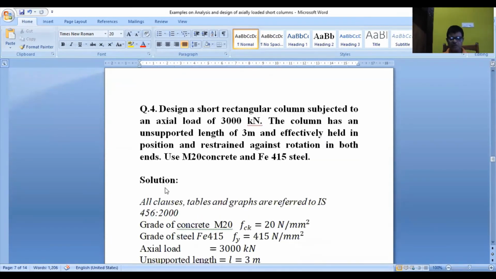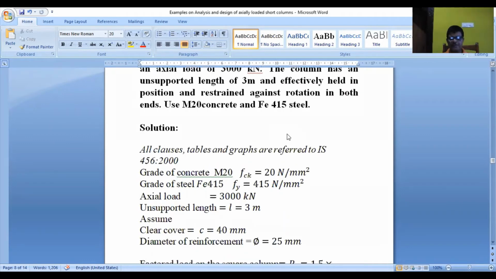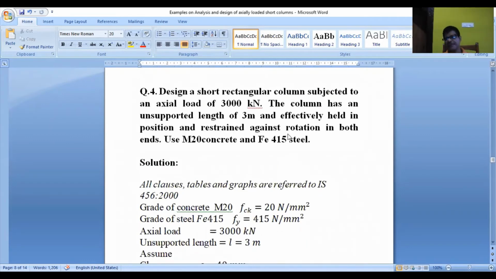Now similarly, let us go for a rectangular column. Now it is a rectangular column design is given, with unsupported length 3 meter, effectively held in position and restrained against rotation at both ends, and M20 and Fe415. Now there we have designed this square column, now rectangular column.